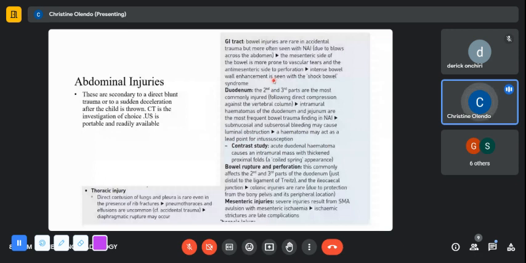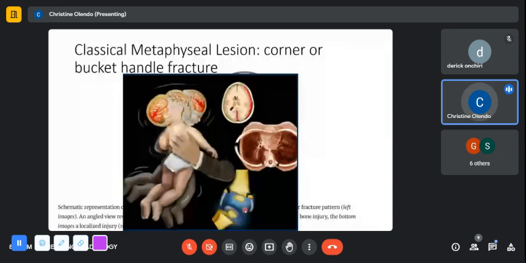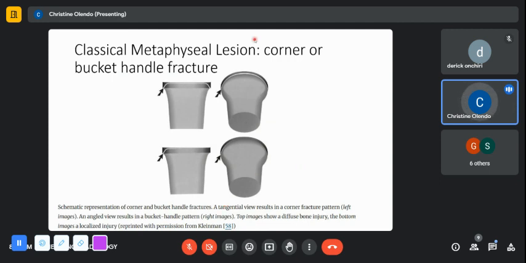And then you have injuries around the joints, mostly the tibia. That is because the baby cannot protect the limb, so you'll have mostly the corner or bucket handle fractures. When they're being shaken, they can't stiffen. They don't usually stiffen their limbs, just like a doll. So you have a corner or a bucket handle fracture.